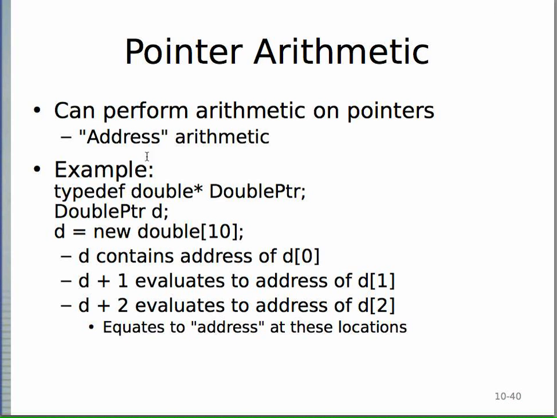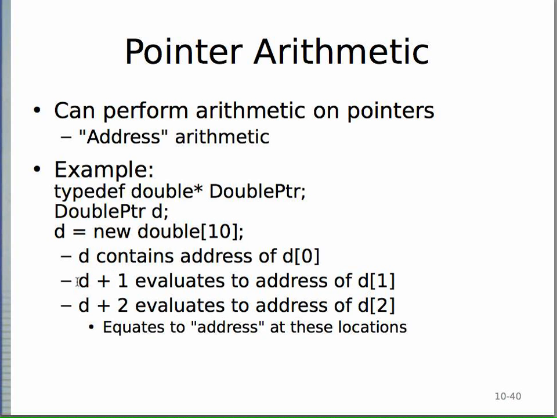You can do pointer arithmetic, and I think we saw this a few videos ago. Let me just take a quick example. Let's say d is of type double pointer, which is just an alias for pointer to double. Now let's say you allocate 10 doubles, which is 80 bytes. Remember that a double is 8 bytes. So if you say d, that's just like saying d open close square bracket 0, that is the first location.